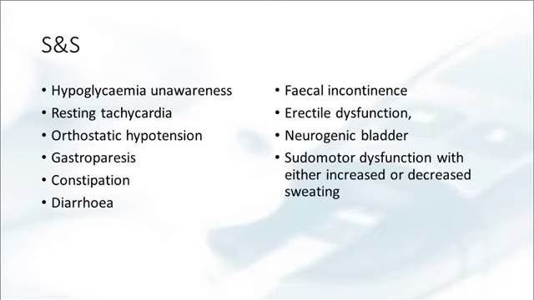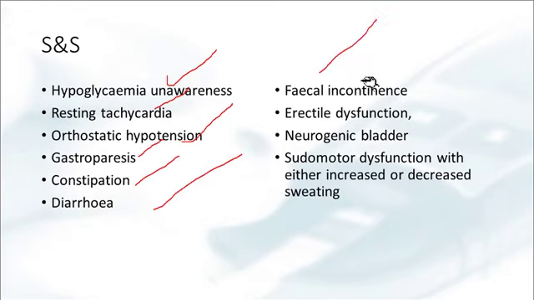So what are the signs and symptoms of diabetic autonomic neuropathy? Well, they include hypoglycemic unawareness, resting tachycardia, orthostatic hypotension, gastroparesis, constipation, diarrhea, fecal incontinence, erectile dysfunction, neurogenic bladder, and pseudomotor dysfunction with increased or decreased sweating. Now, we're only going to go through a few of these, right? We're not going to go through every single one.